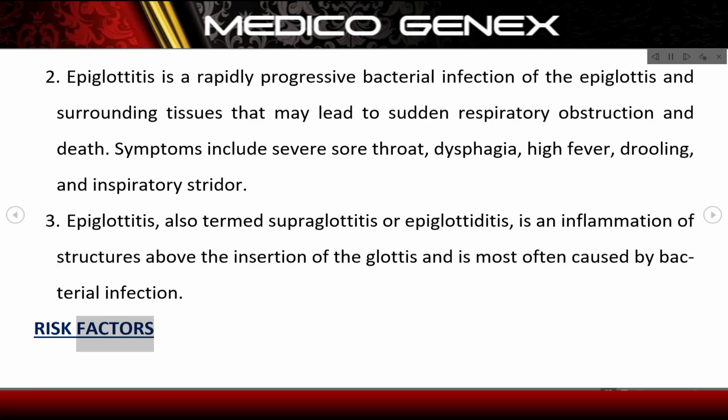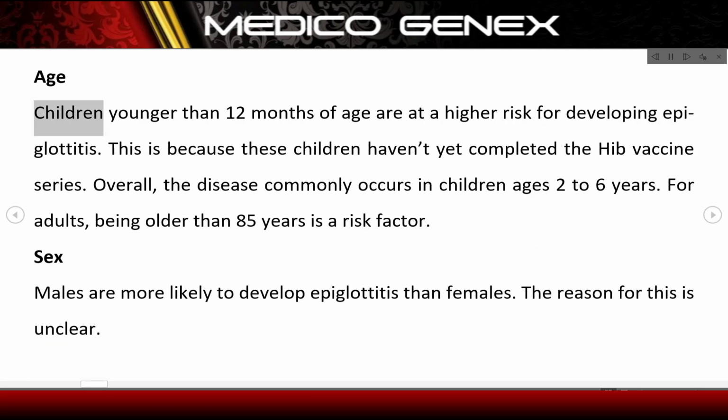Risk factors. Age. Children younger than 12 months of age are at a higher risk for developing epiglottitis. This is because these children haven't yet completed the Hib vaccine series. Overall, the disease commonly occurs in children ages 2 to 6 years. For adults, being older than 85 years is a risk factor. Sex. Males are more likely to develop epiglottitis than females. The reason for this is unclear.